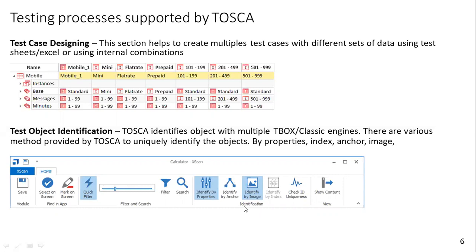You can continue. So this is identify by anchor, identify by properties, identify by image. These are the various methods by which Tosca identifies the test object.